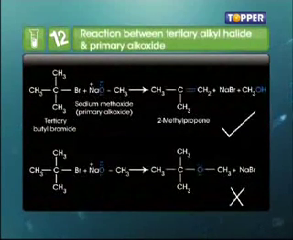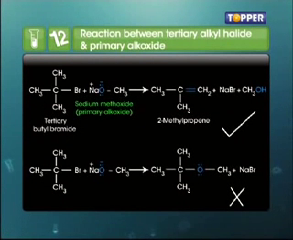Now, what do you think happens to the product in Williamson synthesis when the alkyl halide is tertiary and alkoxide is primary? Think. Well, when a tertiary alkyl halide reacts with a primary alkoxide, the only product formed is an alkene. A good example for this is the reaction of sodium methoxide and tertiary butyl bromide, which exclusively forms 2-methylpropene. This reaction does not form ether.